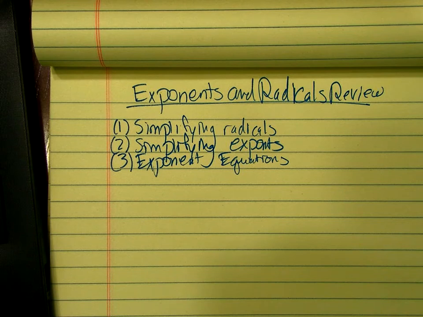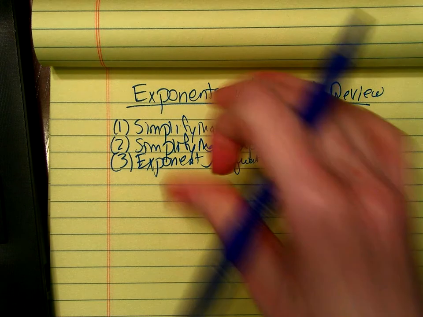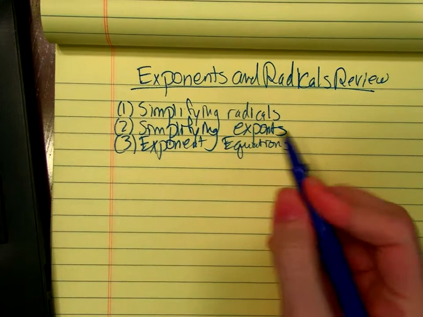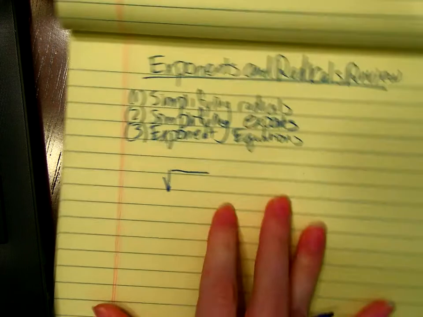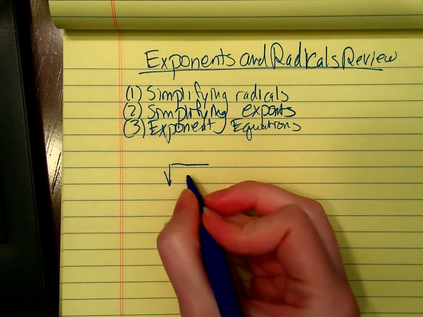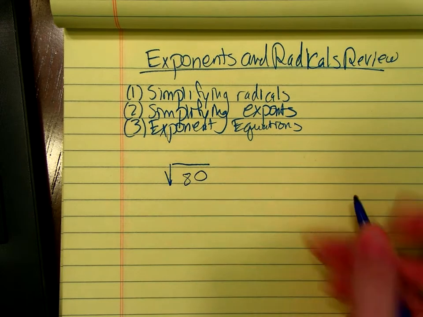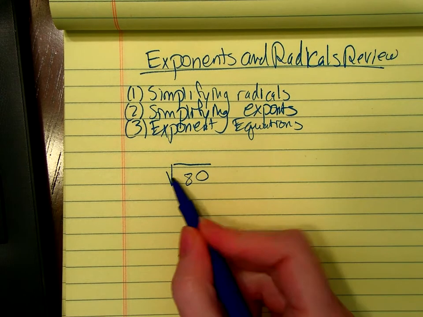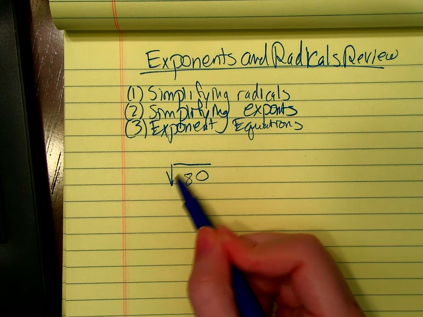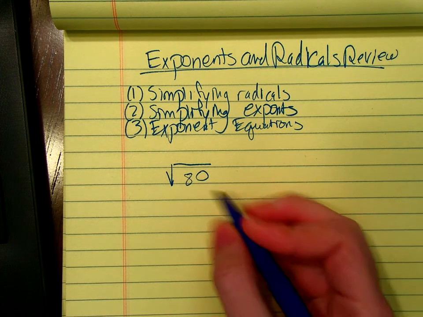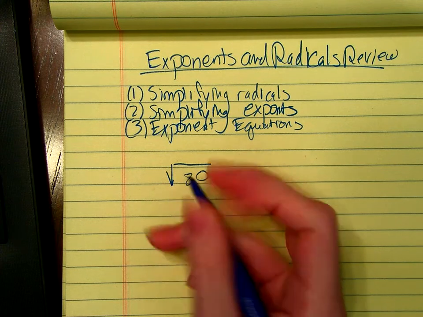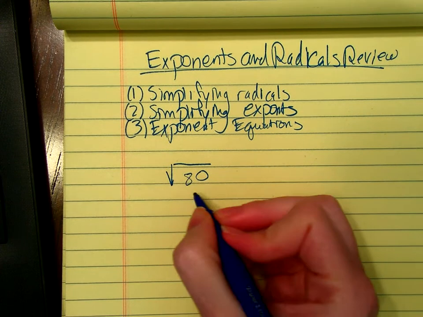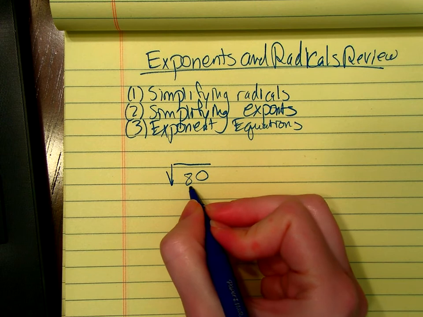Alright, here is a review of what we did with exponents and radicals back in Unit 2. So first of all, simplifying radicals. That, remember, is where you've got to make your tree in order to get out all the factors. So if I asked you to simplify the square root of 80, square root means that I can pull out any pairs in my factors. So let's start breaking this down to see what I mean.